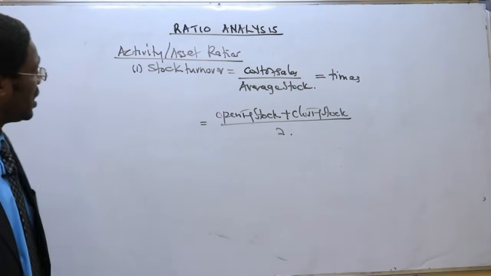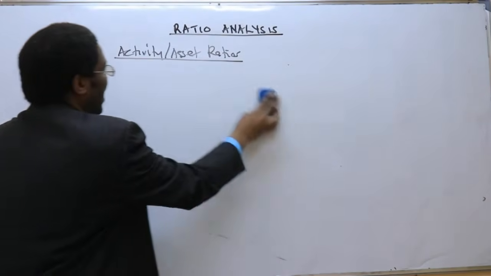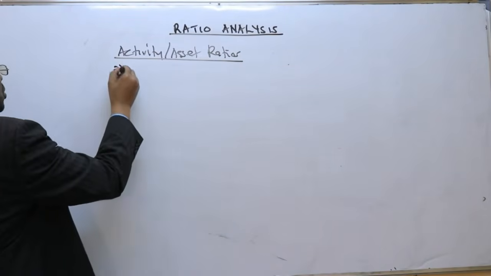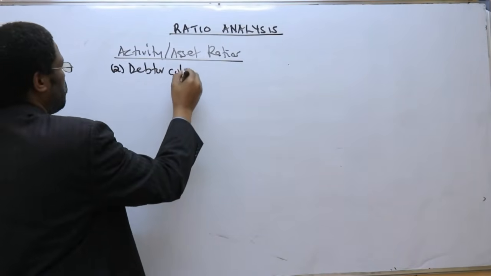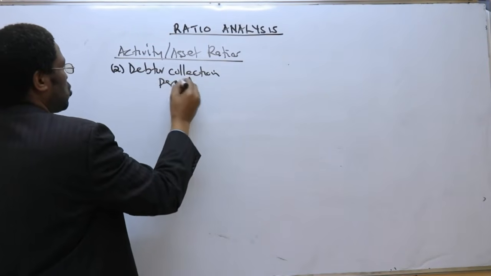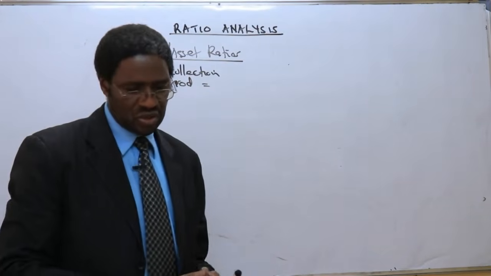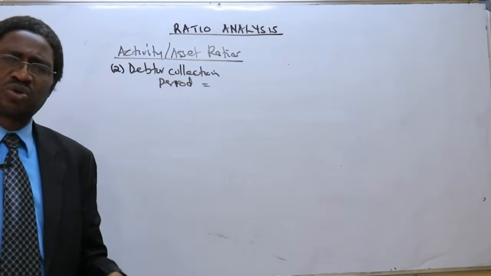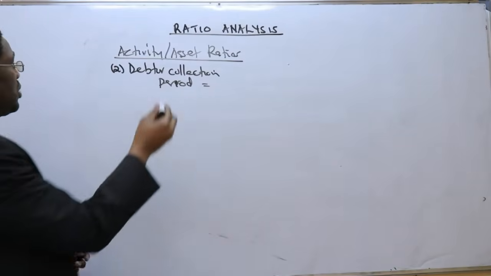We now go to the second ratio on what we classify under activity ratios. The second ratio is what we call debtors collection period. Now, of course, you can call it trade receivables collection period because debtors are also known as trade receivables.